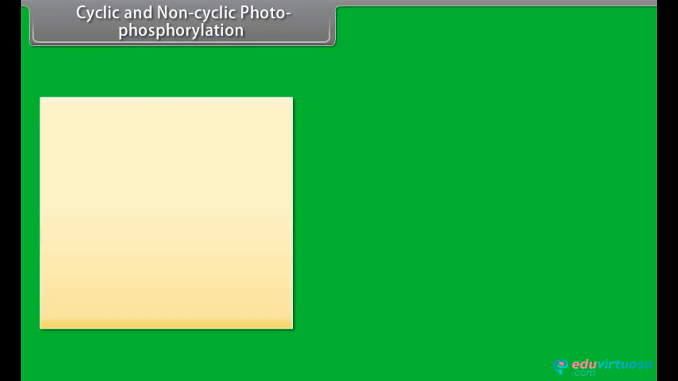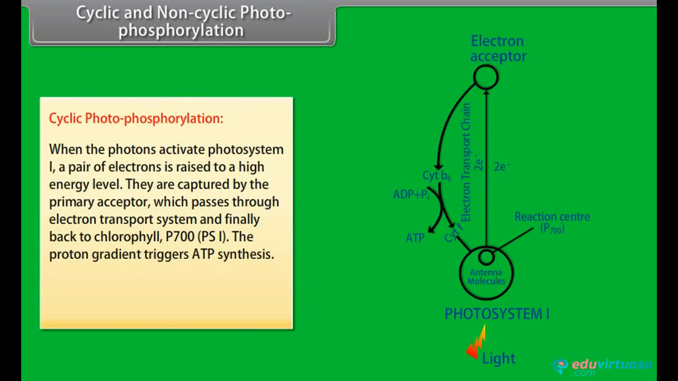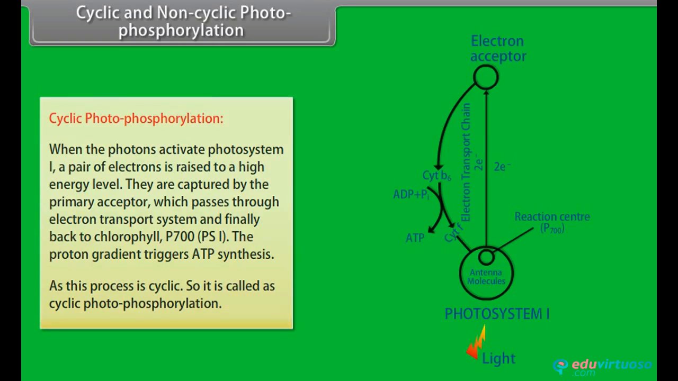Cyclic and non-cyclic photophosphorylation. Cyclic photophosphorylation. When the photons activate photosystem 1, a pair of electrons is raised to a high energy level. They are captured by the primary acceptor, which passes them through the electron transport system and finally back to chlorophyll P700 or PS1. The proton gradient triggers ATP synthesis. As this process is cyclic, it is called cyclic photophosphorylation.